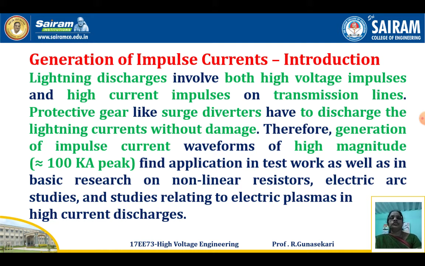Lightning discharges involve both high voltage impulses and high current impulses on transmission lines. That is the protective gear. Protective gear equipment means surge diverters, surge arresters, lightning arresters. Some other examples are current transformers and relays. These are the protective gear devices, which are high voltage equipments. So this protective gear, high voltage equipment, is used to discharge the lightning currents without damage.